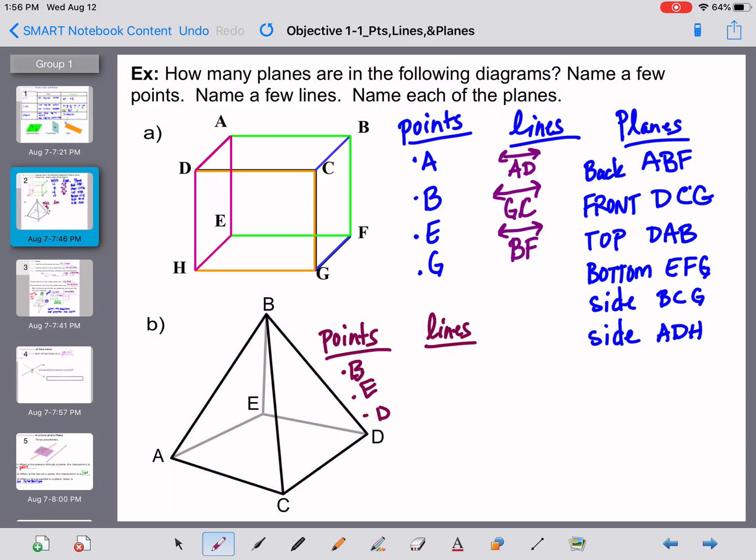Lines. Well, I'm going to look at these lines that are connecting up here. So there's one. AB. BC. BD. All right, so there's 3 lines.